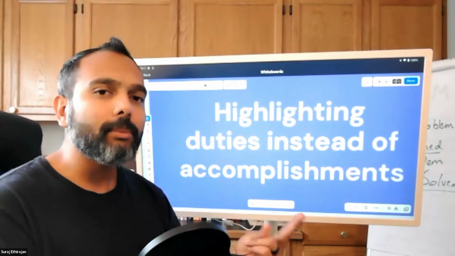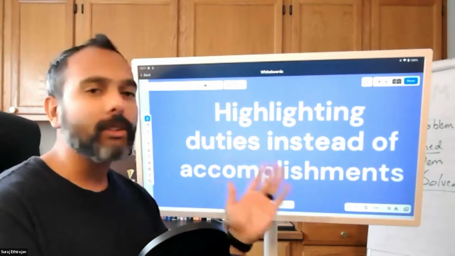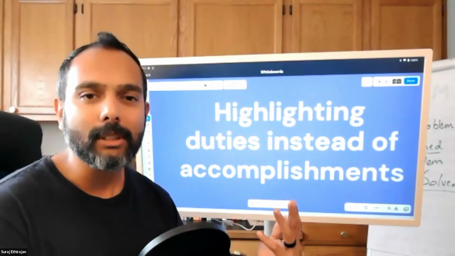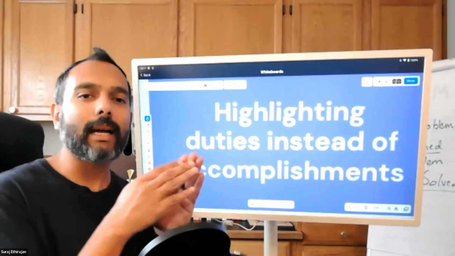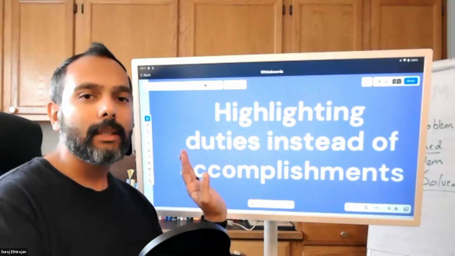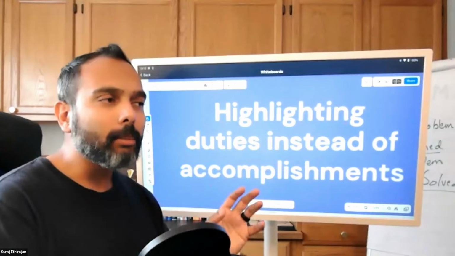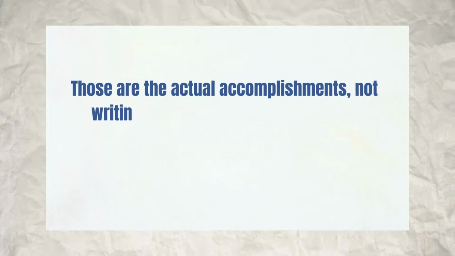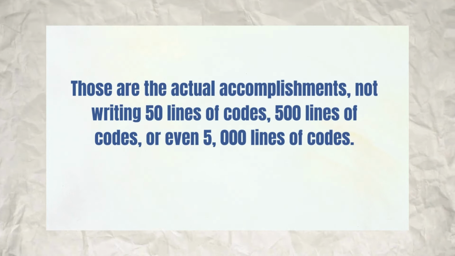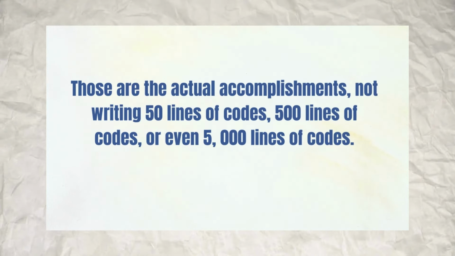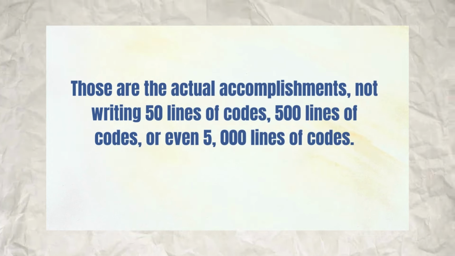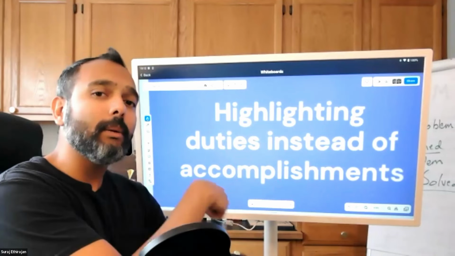There's another aspect where we take pride in what we do as duties, or we call them accomplishments, but they're very specific to what we have actually done as a duty. So that's where that reinforcement of behavior happens a lot. But when you go into an interview, people want to see the business impact or technical impact or people influence impact that you're bringing. Those are the actual accomplishments, not writing 50 lines of code, 500 lines of code, or even 5,000 lines of code. That is more like a duty, but what is the impact of that?